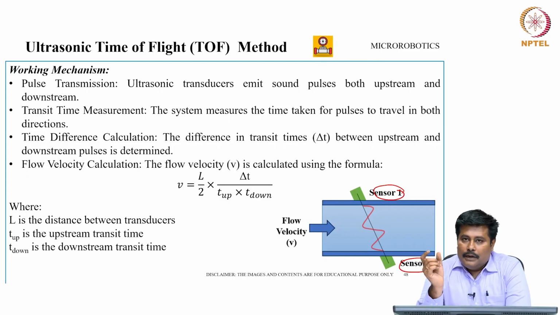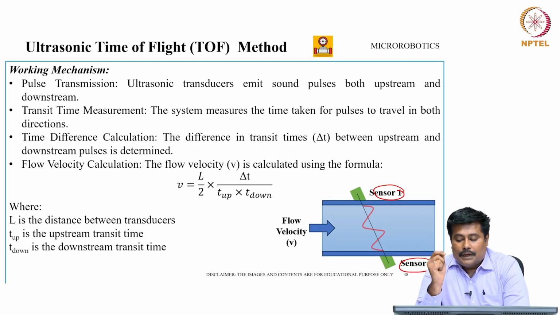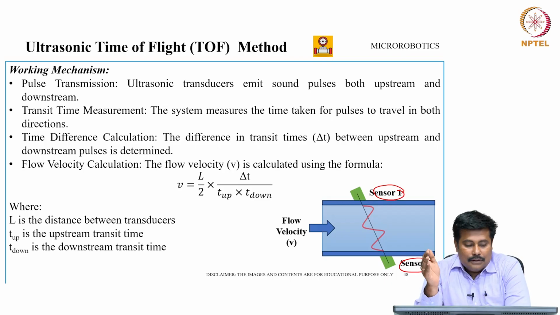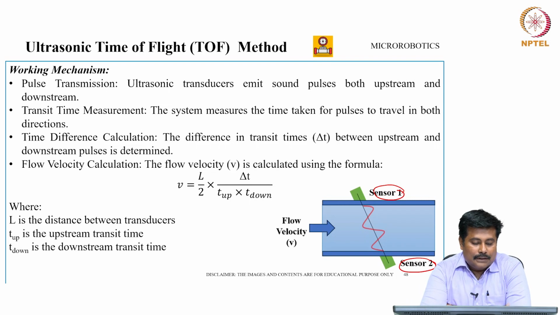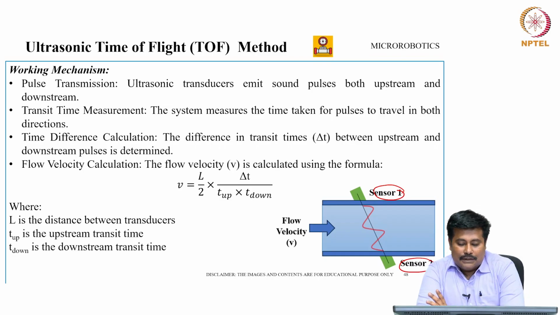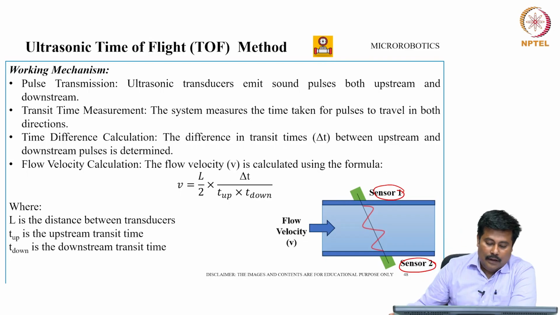When we calculate the transit time measurement, the system measures the time taken for a pulse to travel in both directions. For the time difference calculation, the difference in transit time del T between the upstream and the downstream pulse is determined, and the flow velocity V is calculated using the formula V equals L by T into del T, T up and T down.